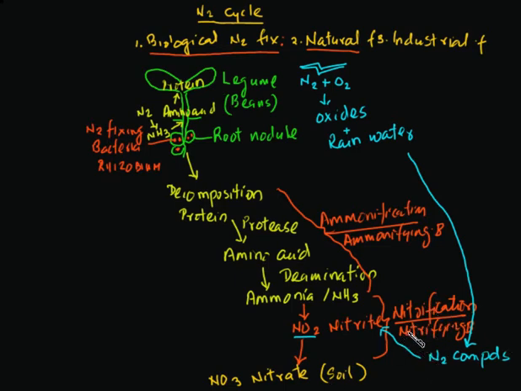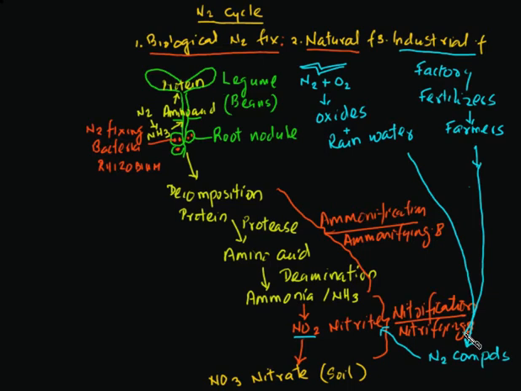Last one, industrial fixation. Industrial fixation happens in the factories. In the factories they make fertilizers. These are chemical compounds produced in the factories. Those fertilizers are used by the farmers. Farmers put these fertilizers in the soil, and the compounds in the fertilizers are converted back to NO2 and then to NO3. So these are three ways in which nitrate ions enter the soil from the atmosphere.